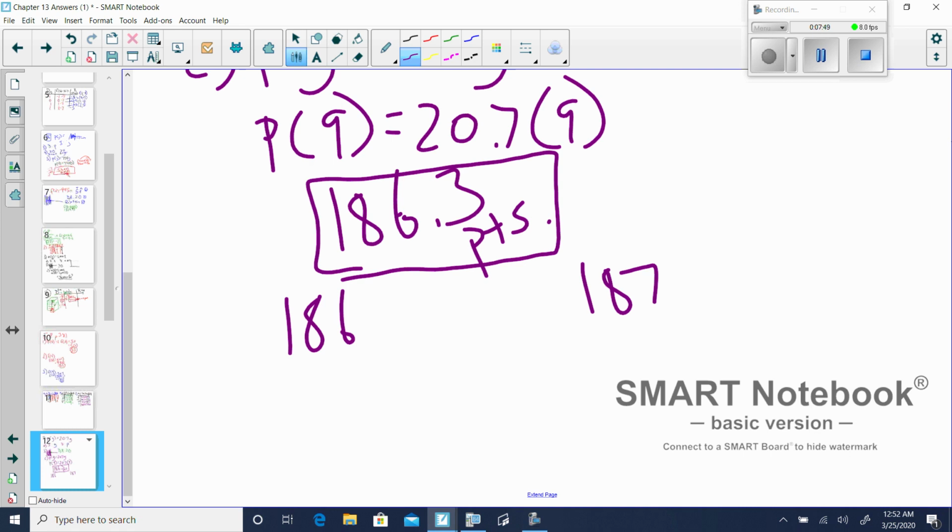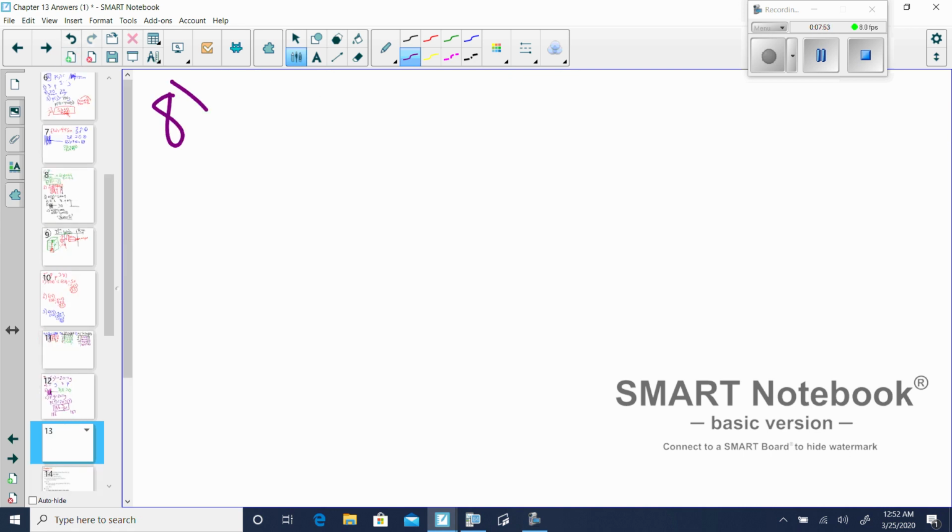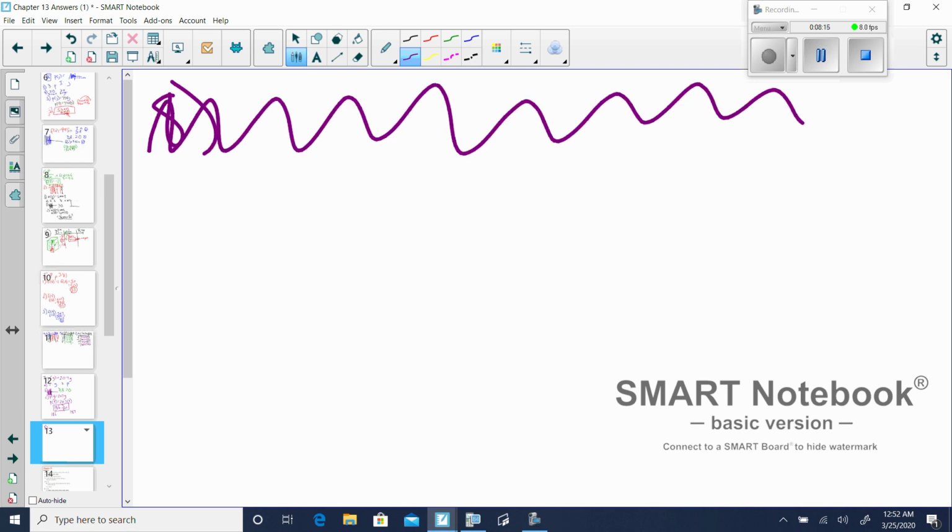Model with mathematics, write a function. See what we can do right here. Write a function to represent the total cost, C, of printing and shipping any number of pictures, P. All right, I can only spend 25 bucks. How many pictures can I print? So they say go back to the graphic novel at the start of the chapter. And I think actually if you look at what I gave you, I eliminated this, so you don't have to worry about that.